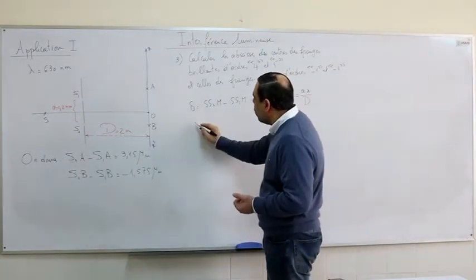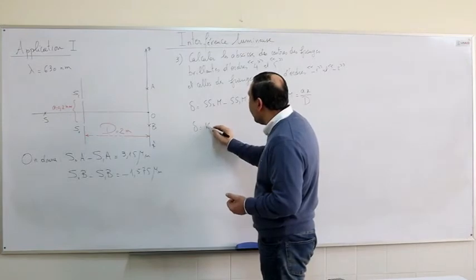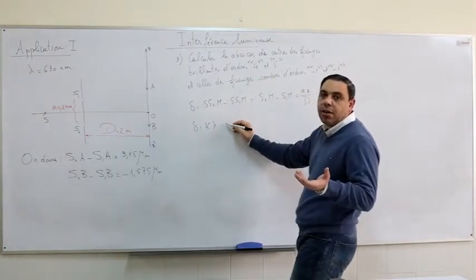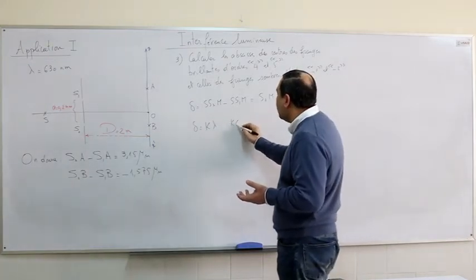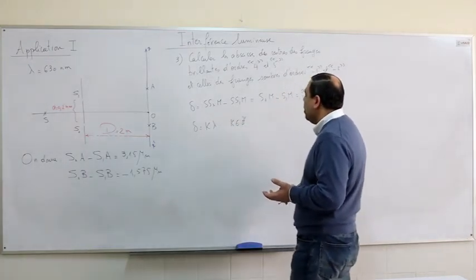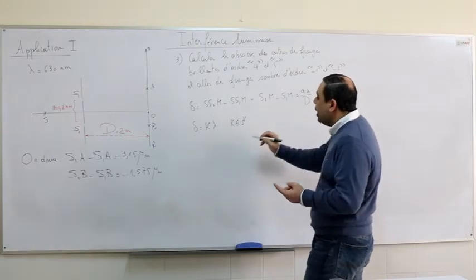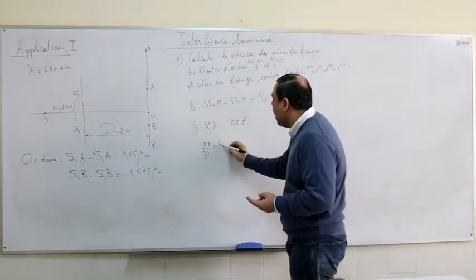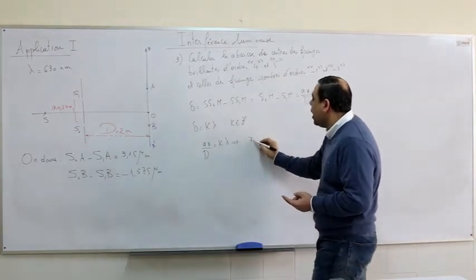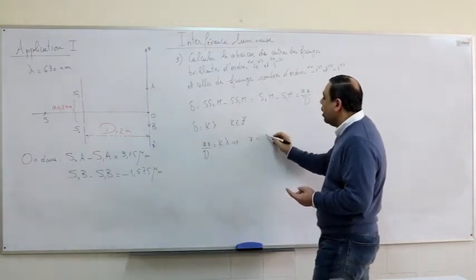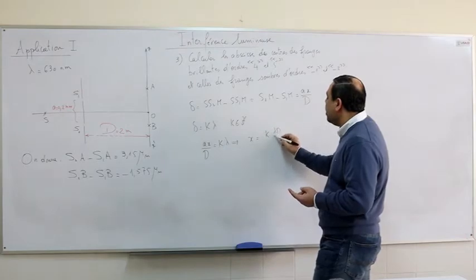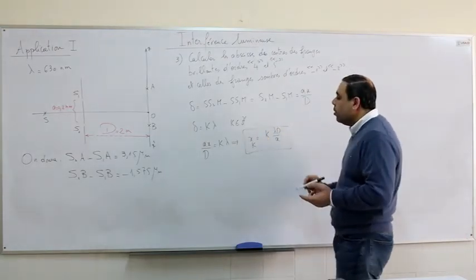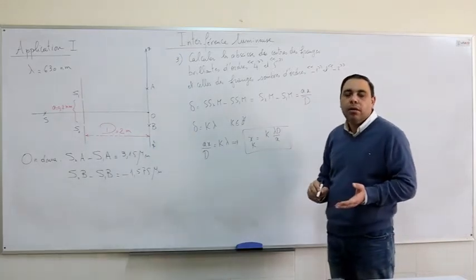Now we know that delta equals K lambda corresponds to the center of a bright fringe of order K, where K is an integer. So AX over D equals K lambda, and we obtain X equals K lambda D over A. This is the abscissa of the center of the bright fringe of order K in general.